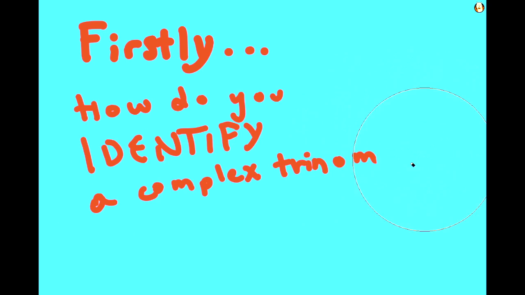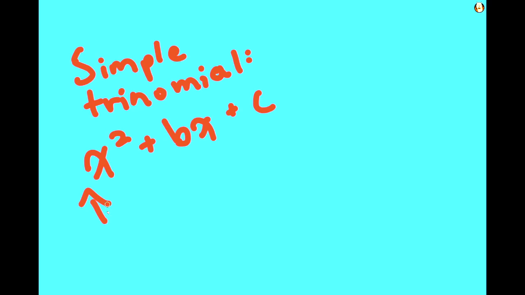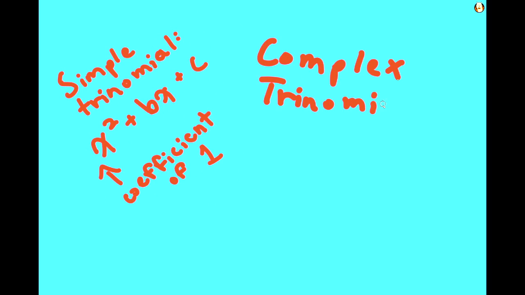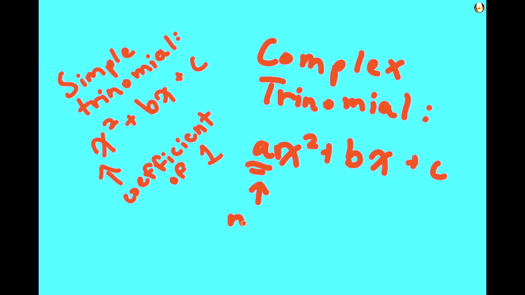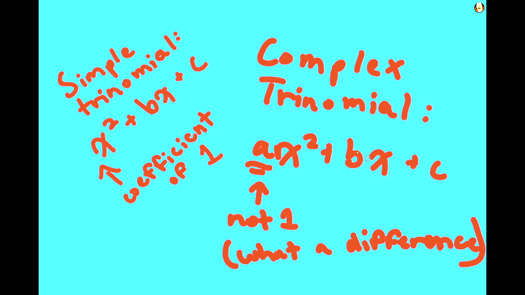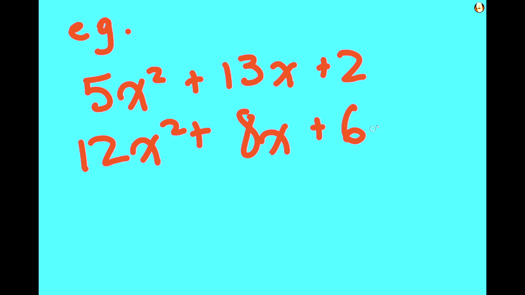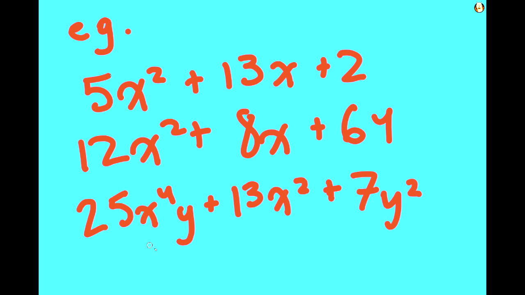Firstly, how do you identify a complex trinomial before we get to any of that fancy stuff? Let's compare with a simple trinomial. You see it's x squared plus bx plus c, that's the form, and the addition of a coefficient on the first term makes a difference. Here are some examples of complex trinomials. They're not the most complex, but they're still complex, so whatever.